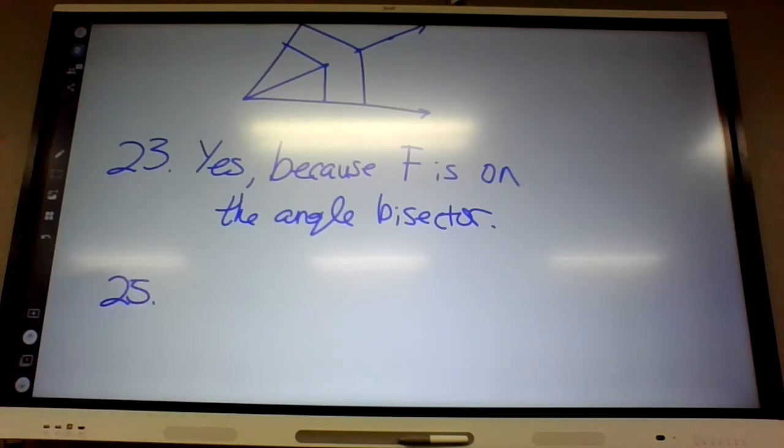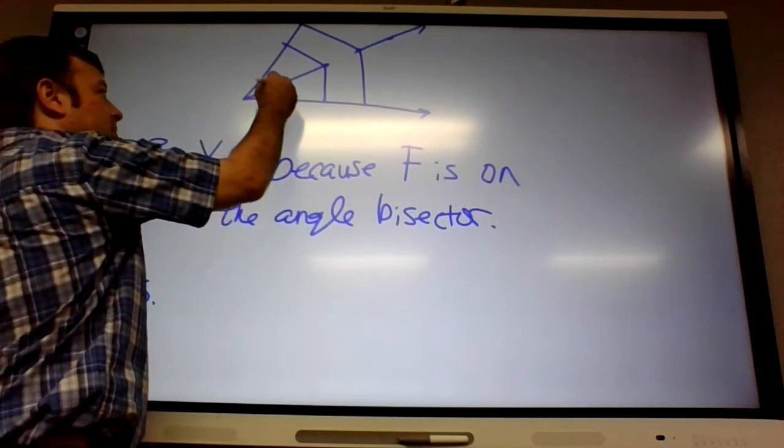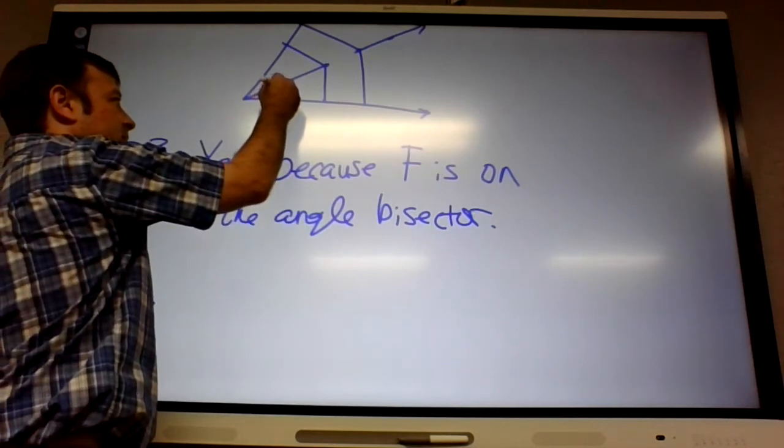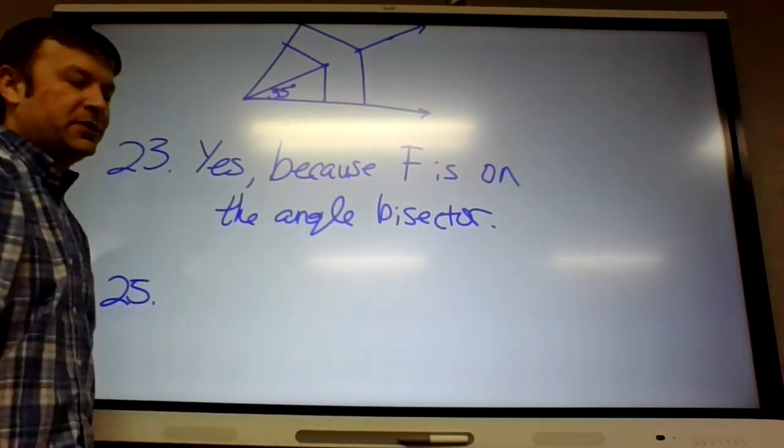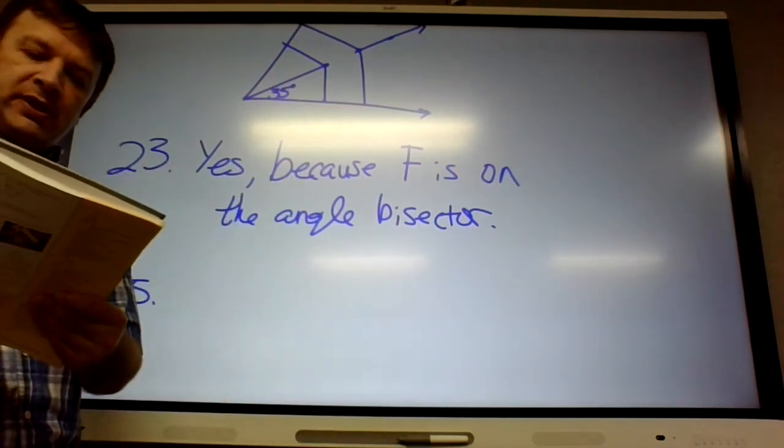All right. What's 25 say? If angle ACE is 70, you guys see angle ACE in the picture? If angle ACE is 70, what would angle FCD have to be? Half of that. So what's angle FCD? 70 divided by 2, which is 35. Okay, the question though on 25 is what's angle CFD?